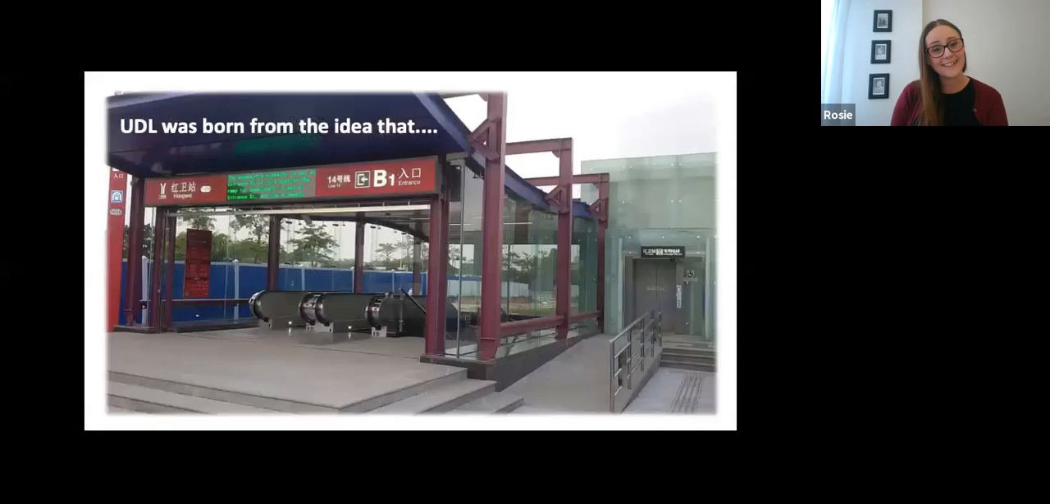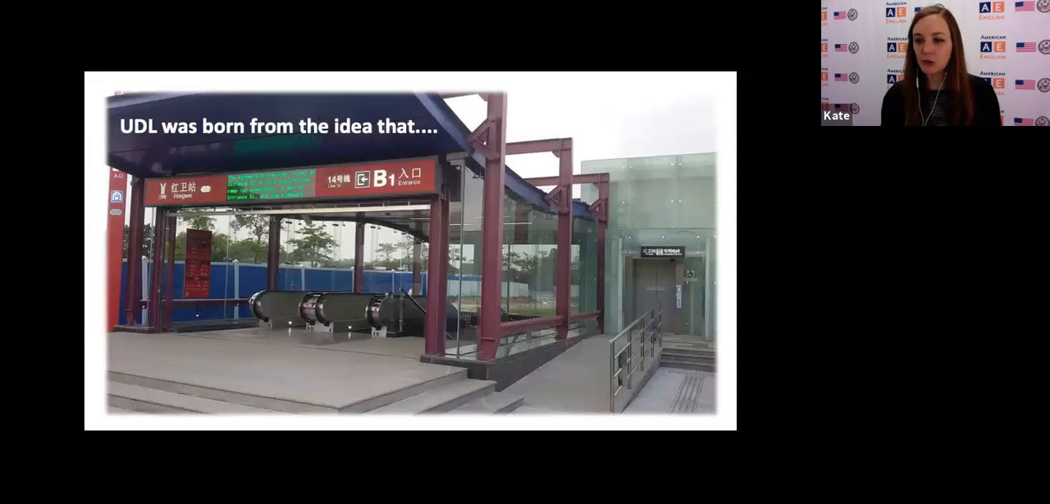Now I'm going to take a minute and I'm going to describe universal design for learning. I'm going to first start by talking about the word universal. What do you think universal means? What does universal mean, everyone? What do you think? For everyone, global. A lot of people saying for everyone, common, general, great.